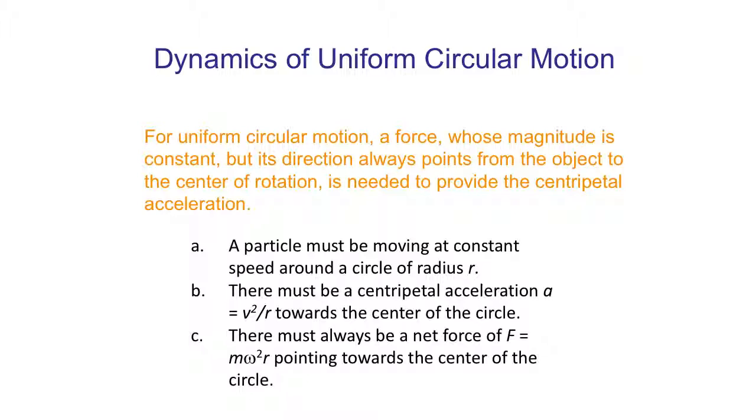Uniform circular motion assumes that it's always fixed at a radius r, so it's just a circle. The other thing is that there has to be a centripetal acceleration. Again, you remember this, you've done some problems with this. And the acceleration has a magnitude v squared over r, always toward the center. And then the last piece, which we're going to introduce some new algebraic characters to understand, is there must always be a net force equal to m omega squared r pointing towards the center. So for now, just note this down.